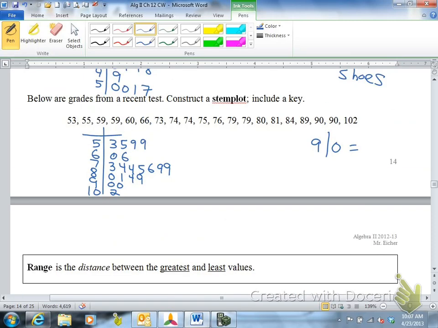Here are the answers. Here is the stem plot. The key is that 9|0 equals a 90% test average for the stem plot. And the next page.